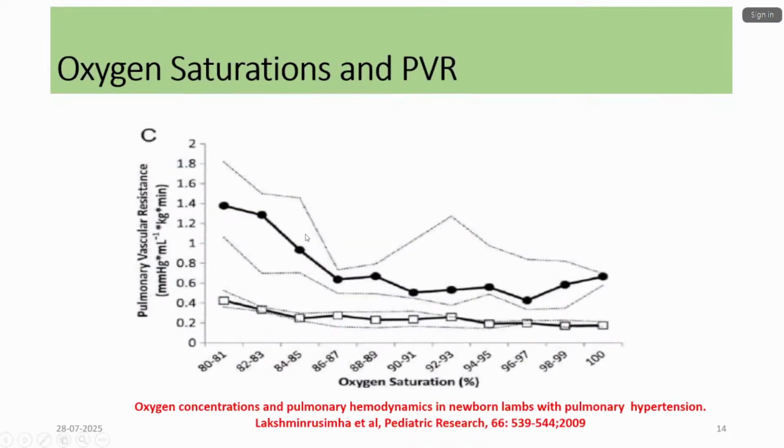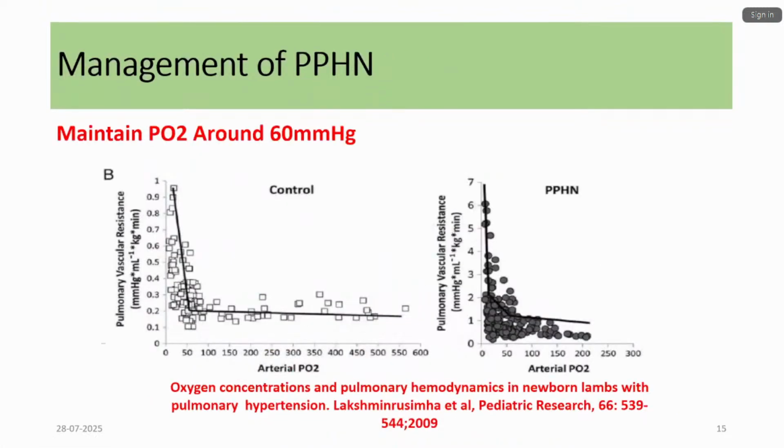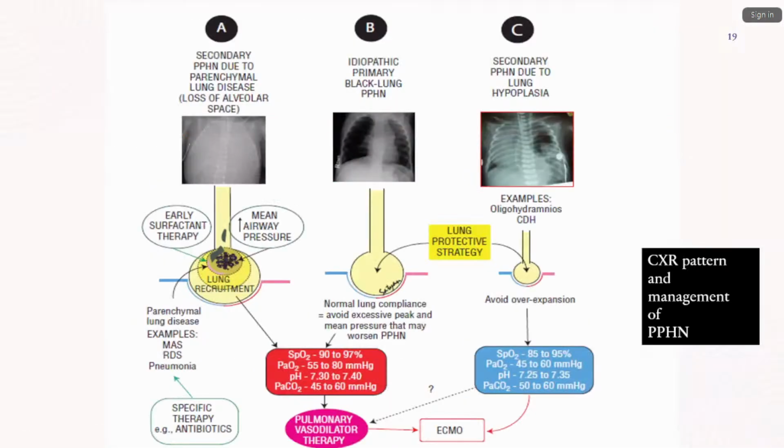This is the graph showing oxygen saturation and PVR that should be kept between 90 to 93%. This is the image depicting PO2 around 60, that has better outcome. And this is a chest X-ray pattern and management of PPHN. There are basically 3 types.